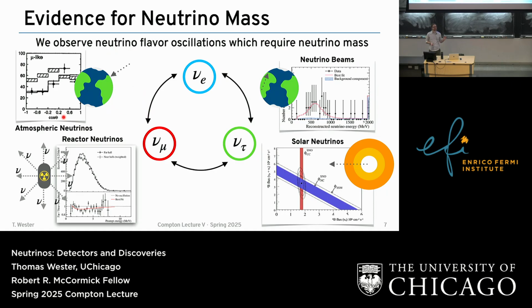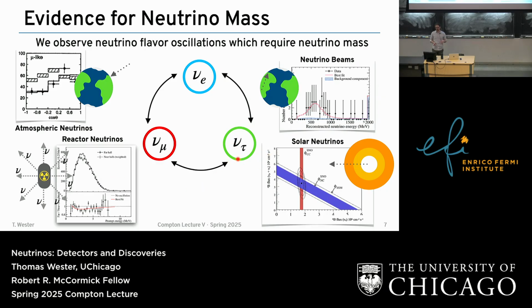Neutrinos that are produced in the atmosphere, we can detect those on Earth, and we see that the flavor of the neutrino changes as the baseline changes. That's shown in this plot here from Super Kamiokande. We can do the same thing with reactor neutrinos. We can produce neutrinos at nuclear reactors, and as those neutrinos reach our detector, there's some energy-dependent or baseline-dependent effect that causes the flavors to change.